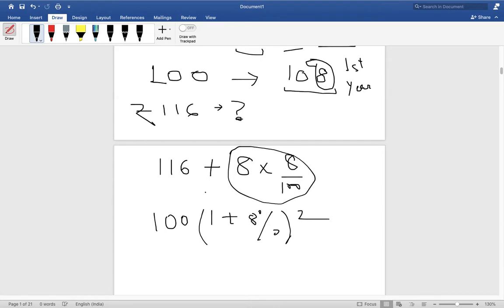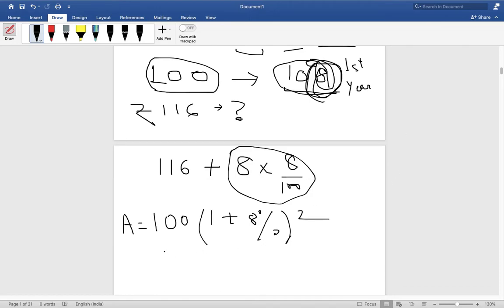That will be the total amount in my account at the end of second year. Because not only am I earning interest on my principal of 100 rupees, I will also earn interest on this additional 8 rupees in my account. I will also get 8% on that as well.